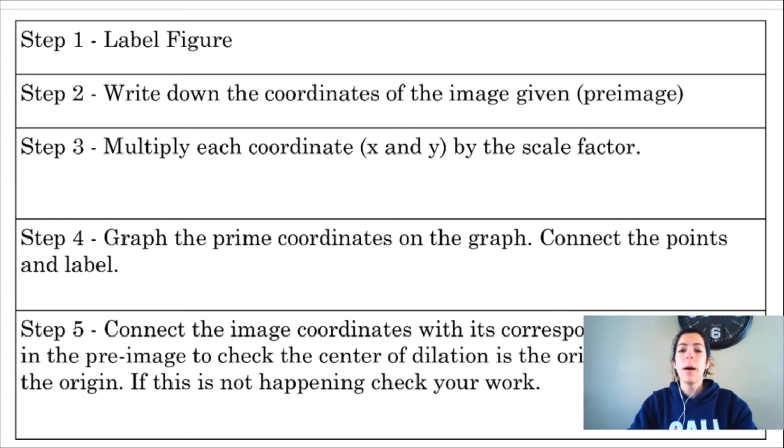Done. Next, we're going to multiply each coordinate, so x and y, by the scale factor. If the scale factor is 5, you multiply x and y by 5. If it is 1/2, you multiply by half. Step number 4 is to graph the prime coordinates on the graph, and then connect the points to create a new figure, and label it. Remember to use prime notation.